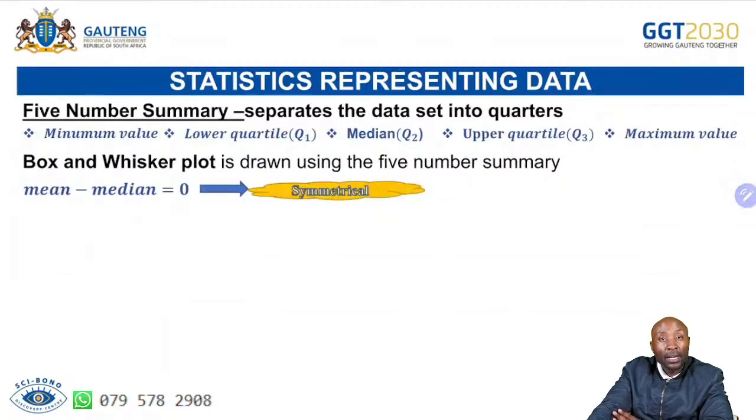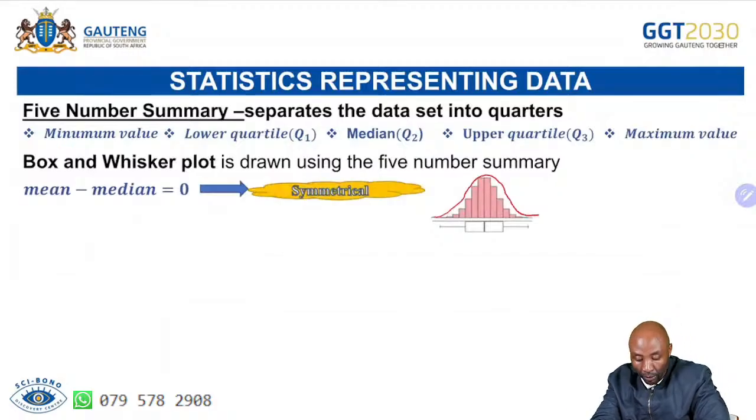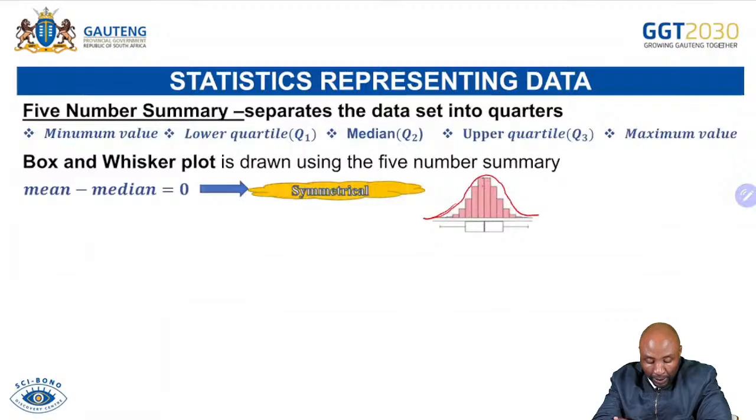If the mean is equal to the median, we say the data is symmetrical. In most cases, if we draw our normal distribution curve, it is smooth and looks symmetrical. Hence, we say the data is symmetrical. So mean minus median, if it is equal to 0, the data is symmetrical. Our mean is equal to the median.